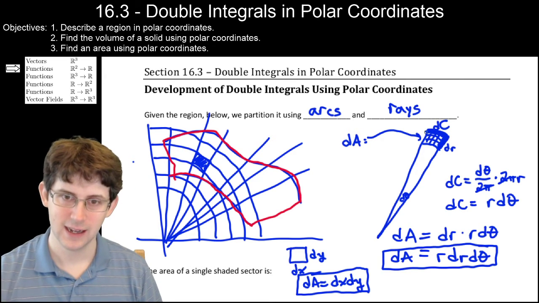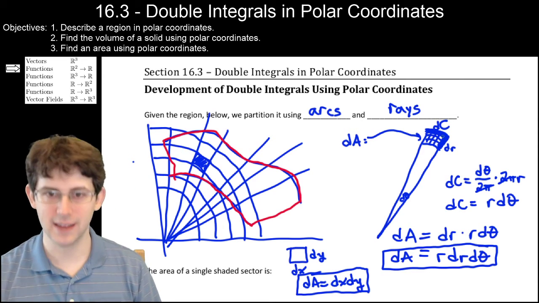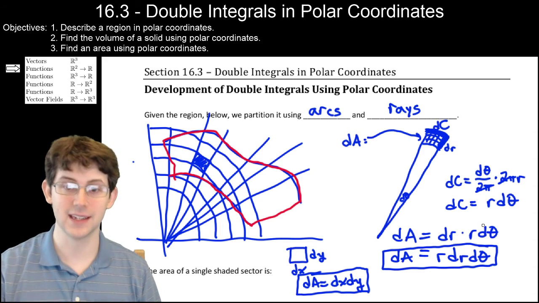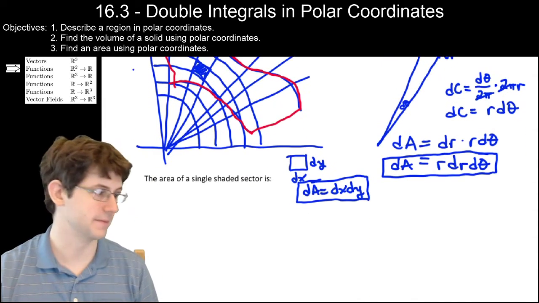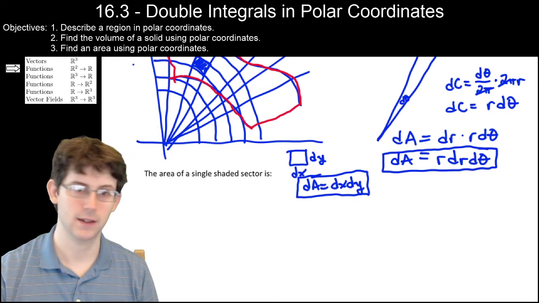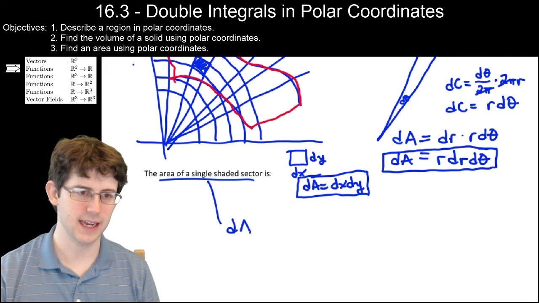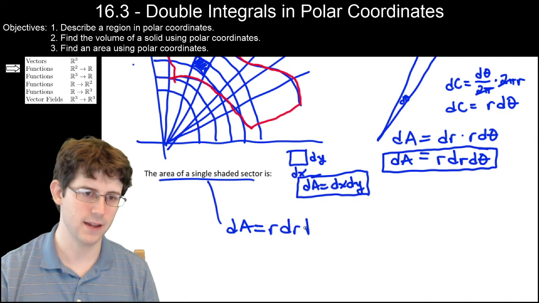Instead of base times height being d theta times dr, it turned out that it's r dr d theta. There's this extra term here, so you just need to not forget it. So the area of a single shaded sector is dA equals r dr d theta.